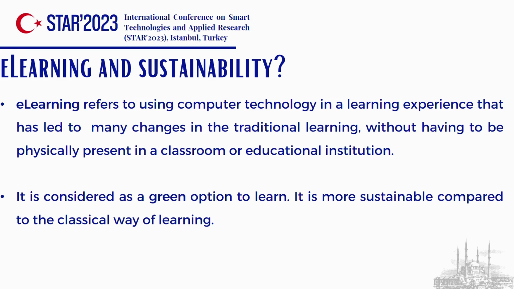So now let's discover how e-learning can help in achieving or shaping a sustainable world. So first of all, let's define e-learning. What is e-learning? So e-learning refers to using computer technology in a learning experience that has led to many changes in the traditional learning, so without having to be physically present in a classroom or educational institutions. This method is considered to be a green option to learn, because it is more sustainable compared to the classical methods. So we'll discover why and how.